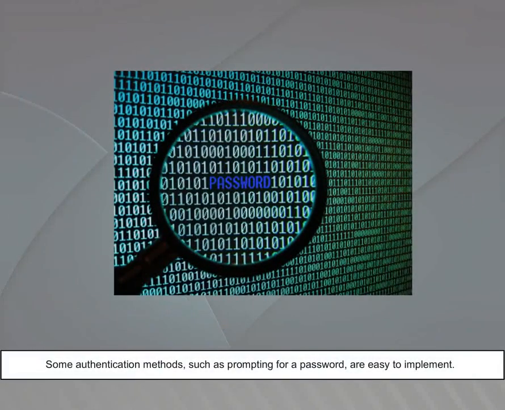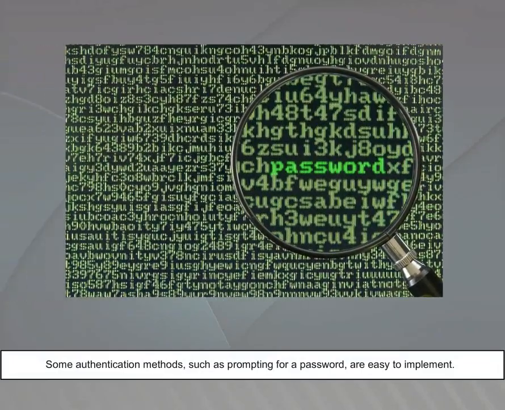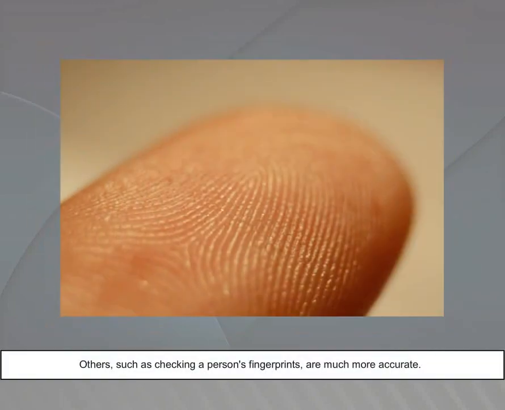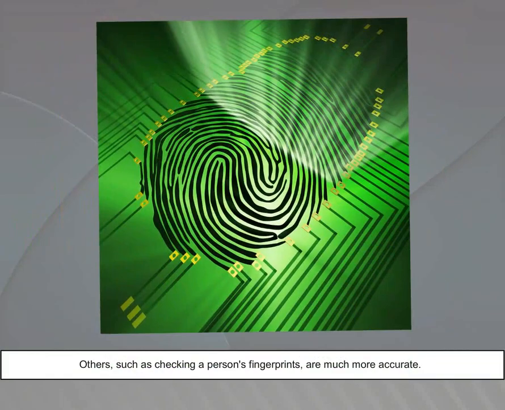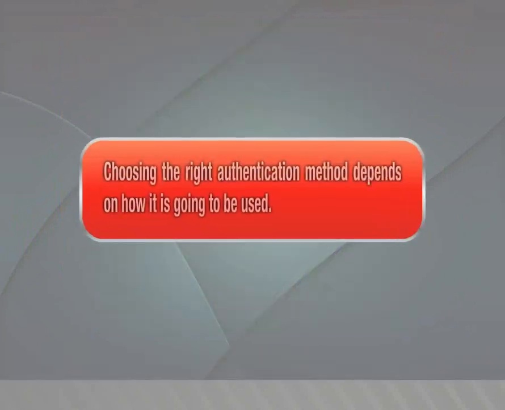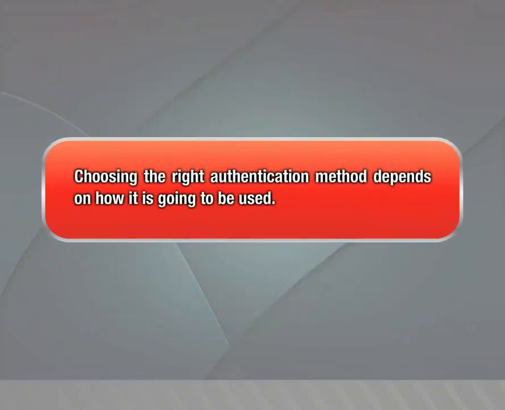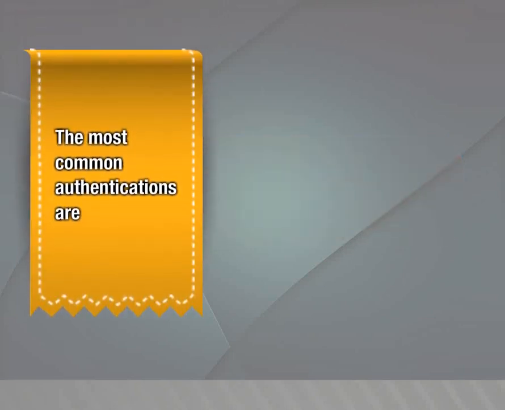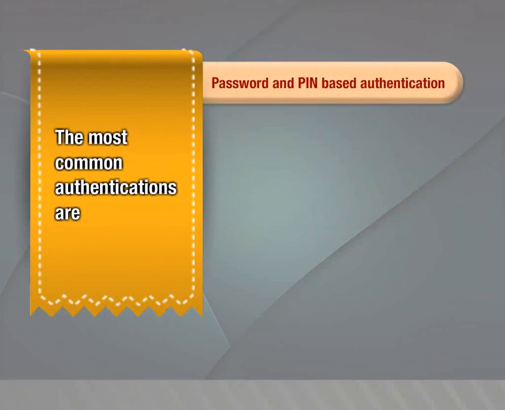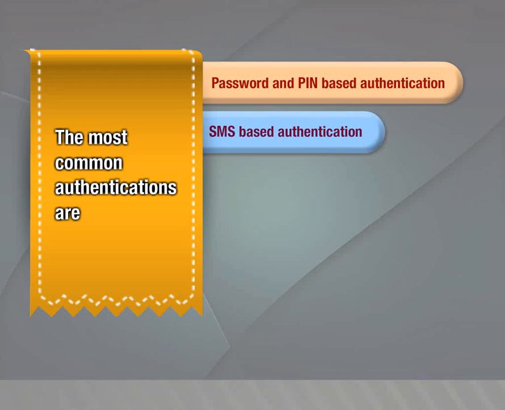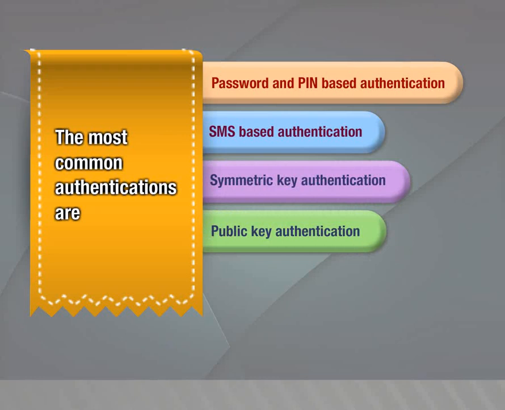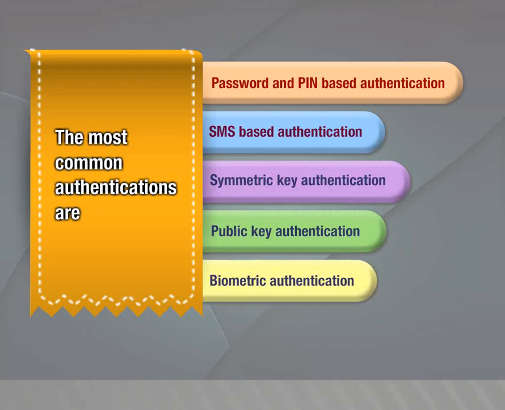Some authentication methods, such as prompting for a password, are easy to implement. Others, such as checking a person's fingerprints, are much more accurate. Choosing the right authentication method depends on how it is going to be used. The most common authentications are password and PIN-based authentication, SMS-based authentication, symmetric key authentication, public key authentication, biometric authentication.